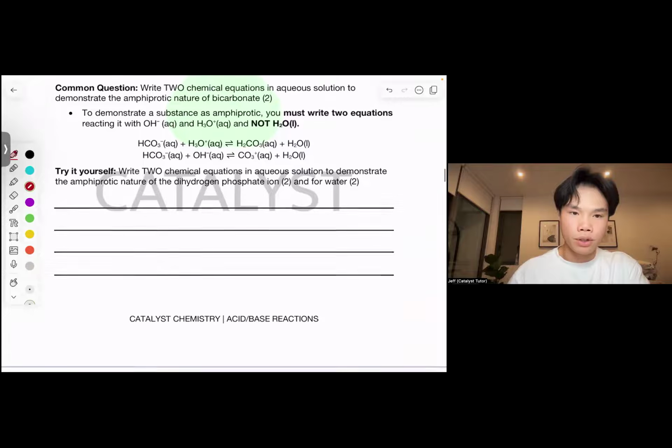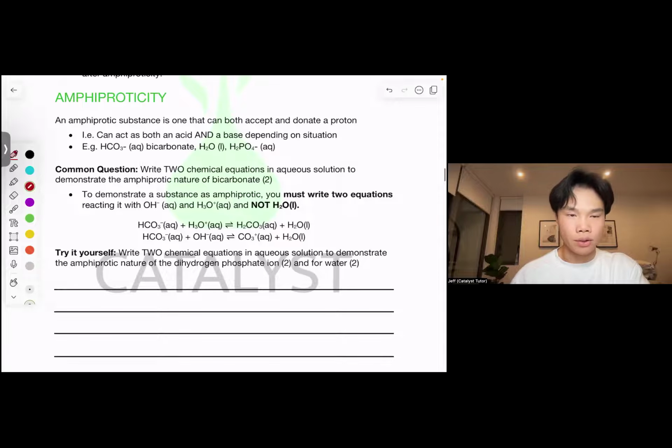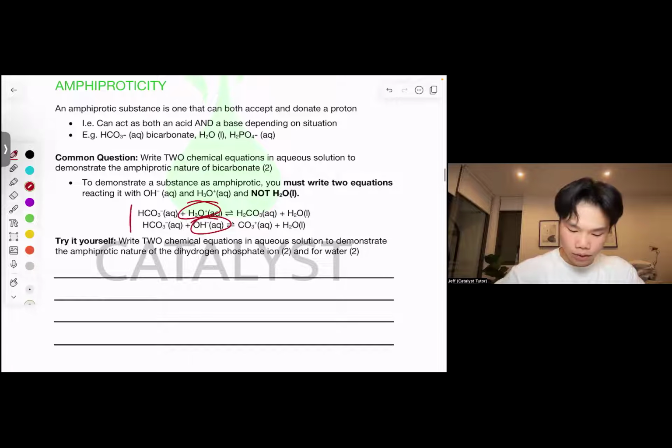Amphiproticity, we introduced this idea just before. An amphiprotic substance can act as both an acid and a base depending on the situation, can both donate and accept a proton, and it has 2. You can always prove amphiproticity through 2 equations where you either react with H3O+ or OH-. So take this as your example that you copy whenever you need to do a proof.